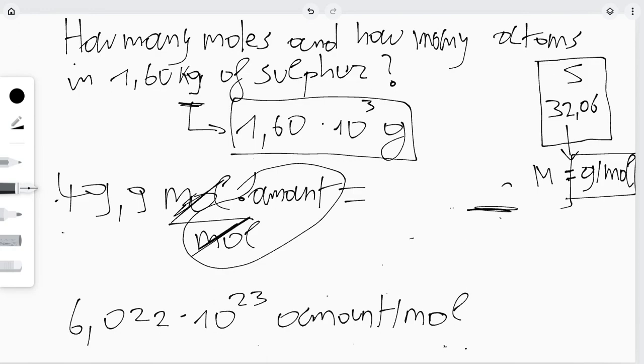So when we multiply the 49.9 by Avogadro's number, the moles will cancel, and the amount is what is left. In this case, it's 3.00 times 10 to the 23 atoms. Atoms isn't a unit either, but you might write that because that is what the question wants. So that is how we do it without a formula, without remembering formulas. We just use the math to get rid of what we don't want and to create what we do want.